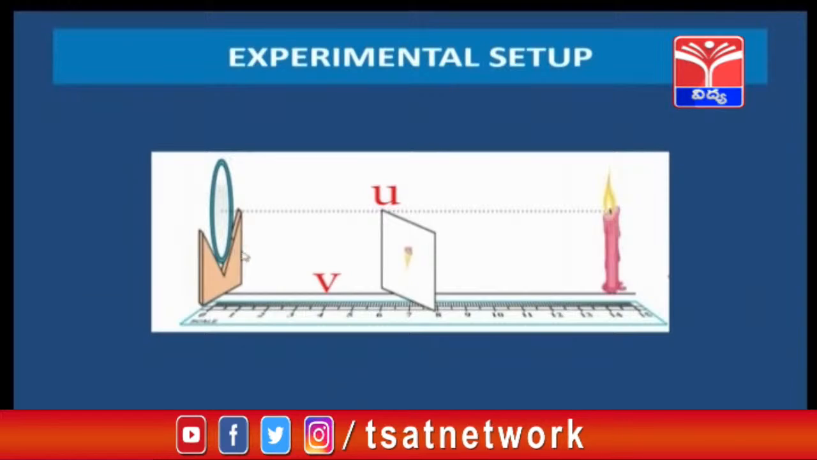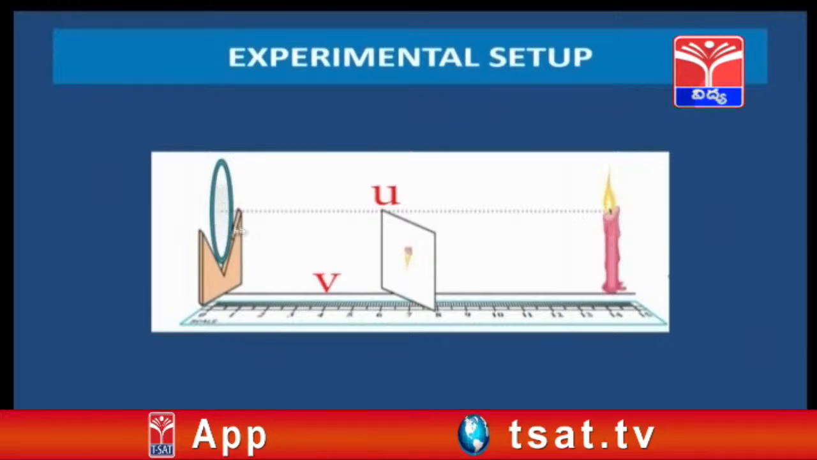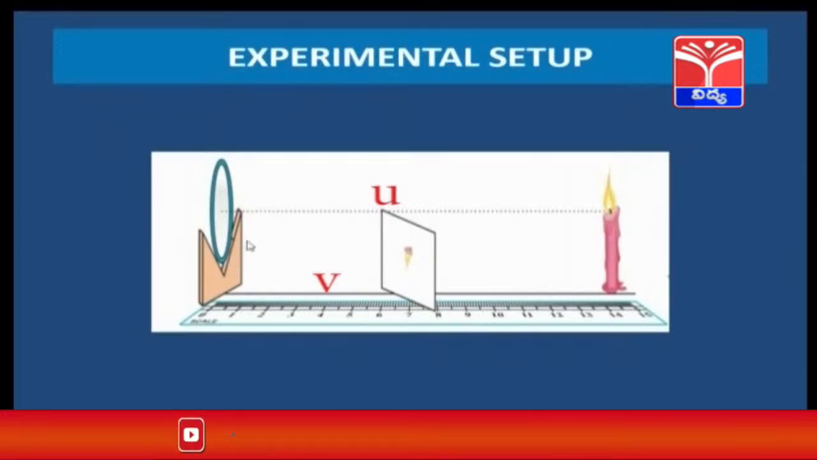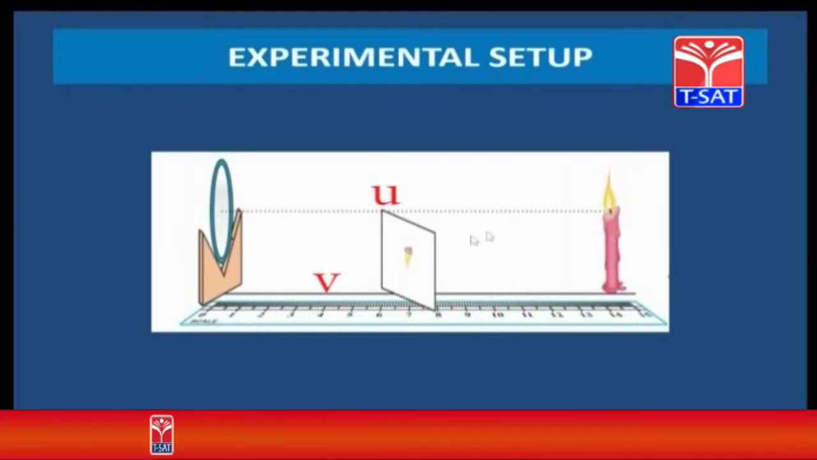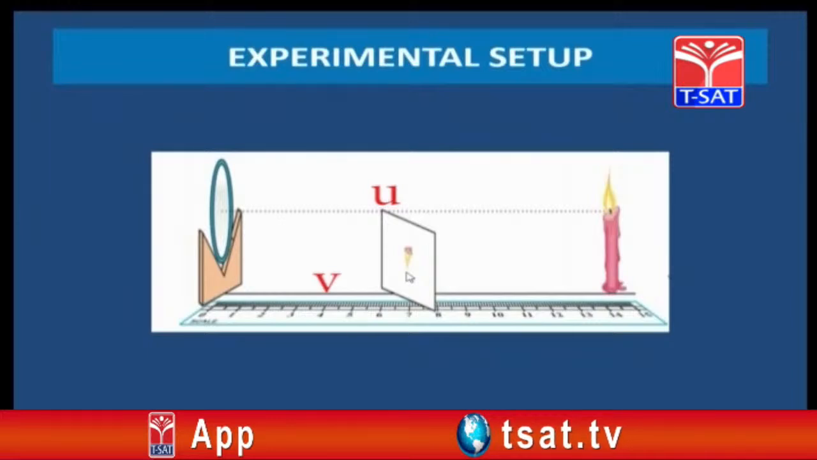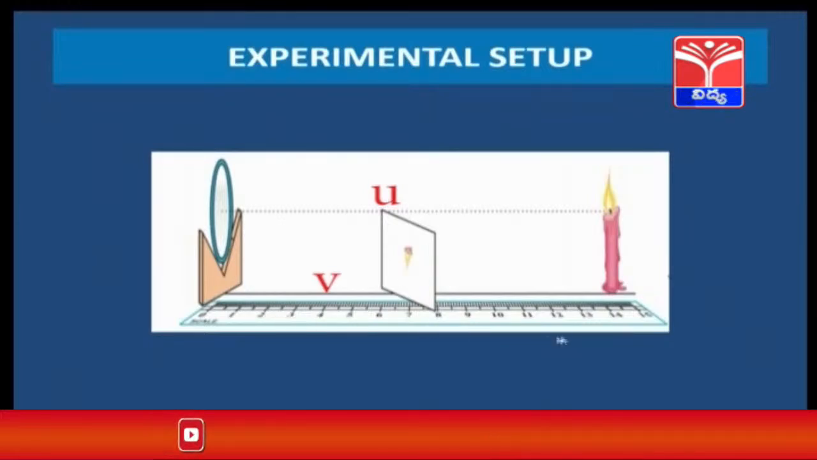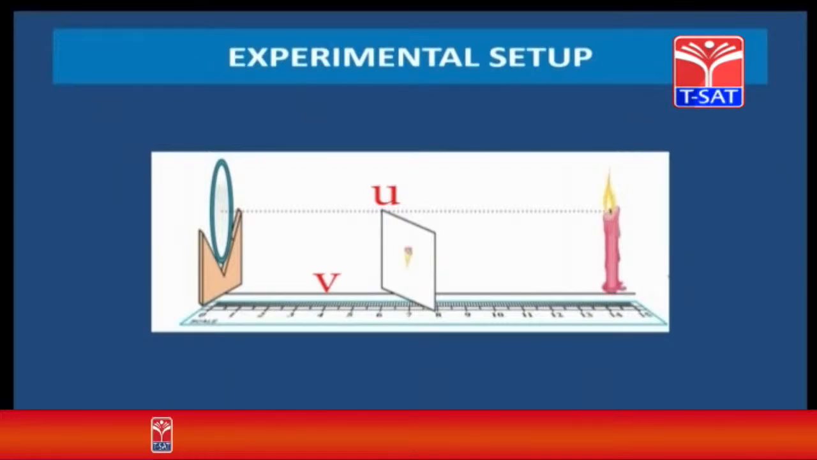Okay children, once again let us look at the apparatus. We need a concave mirror. We need a V-shaped stand to hold the mirror. We need a candle which acts as the object. We need a white paper which acts as a screen, and we need a scale to measure the distances. Okay children, so this is the apparatus that we are going to use in this activity, and this is how the apparatus is going to be arranged.